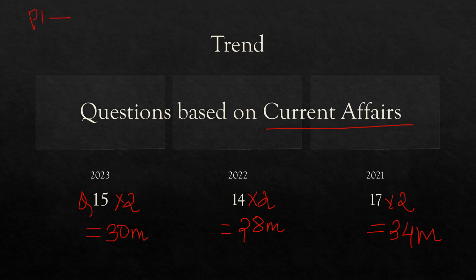Paper 1 is of 200 marks, and from these 200 marks you can easily score around 30 to 32 marks if you have decently prepared the current affairs of the last 6 to 7 months. If you have regularly read the current affairs of the last 6 to 7 months, you would easily score 30 to 32 marks, right? So this was the general trend from the past 3 years.